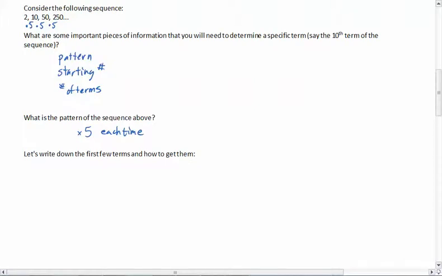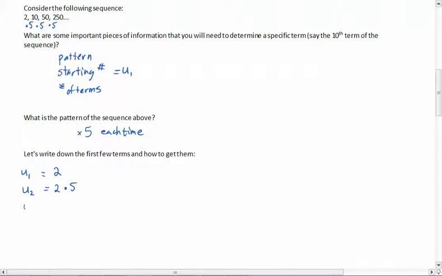Very good. So let's do what we did before, and let's write down the first few terms and how we got them. The first one, which we defined before as U1, was just 2. So again, that's something that we have, U1. The second term, U2, was just 2 times 5. It was U1 times 5.